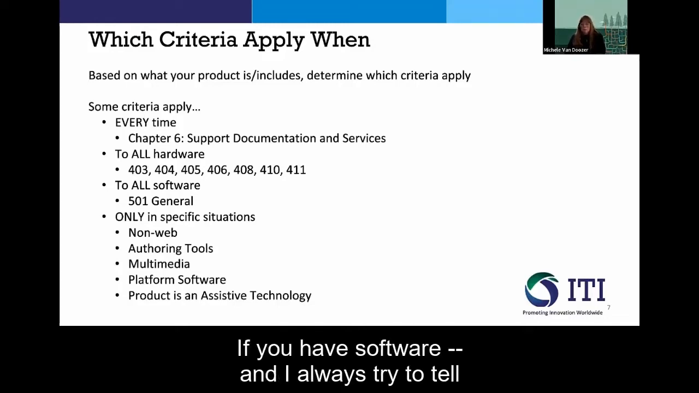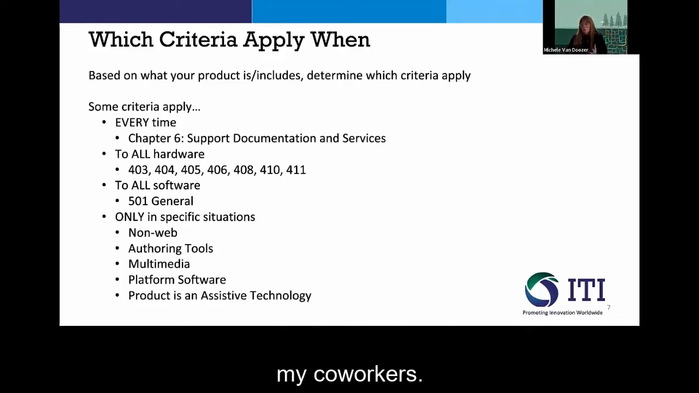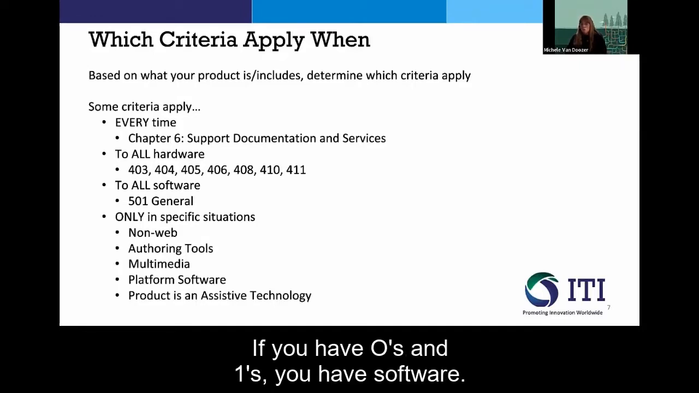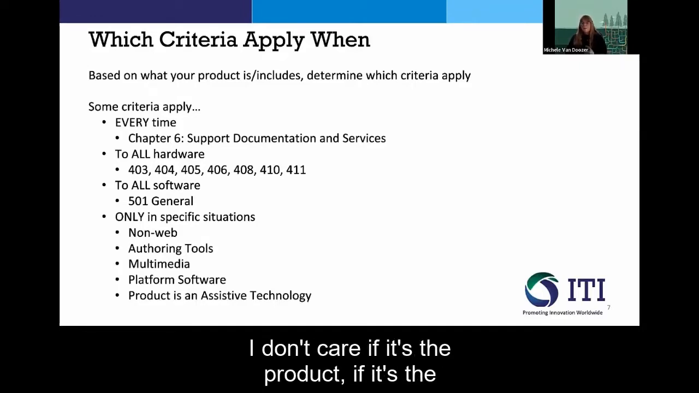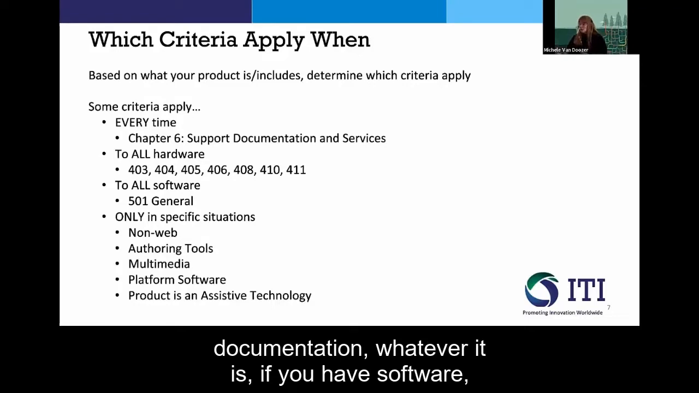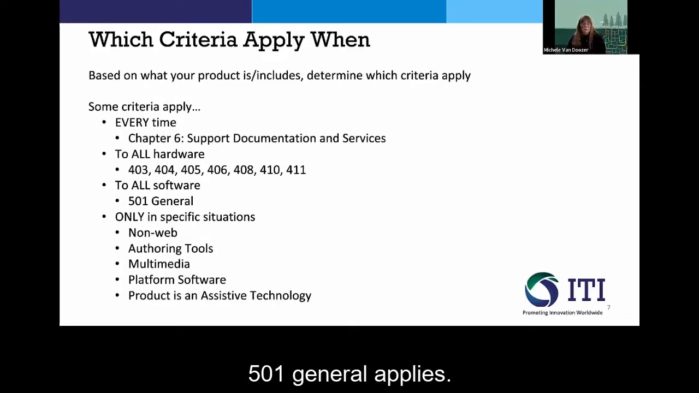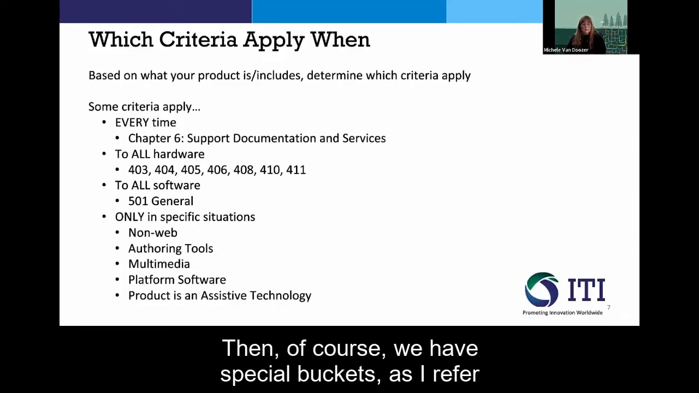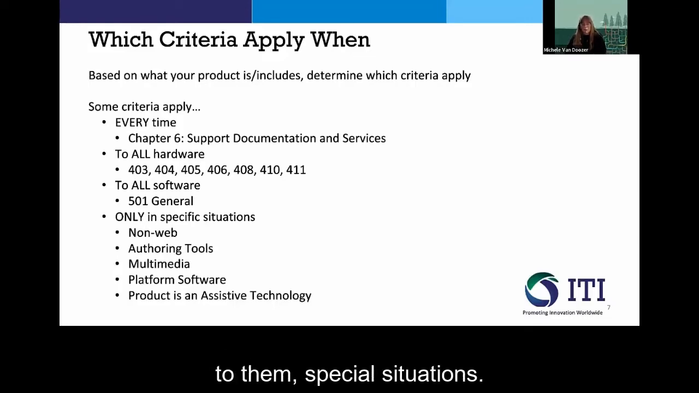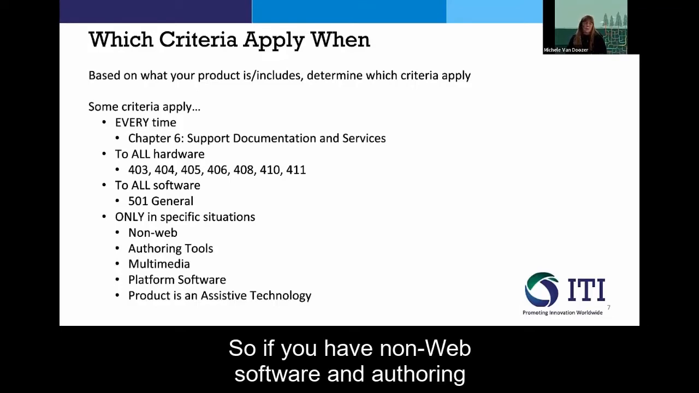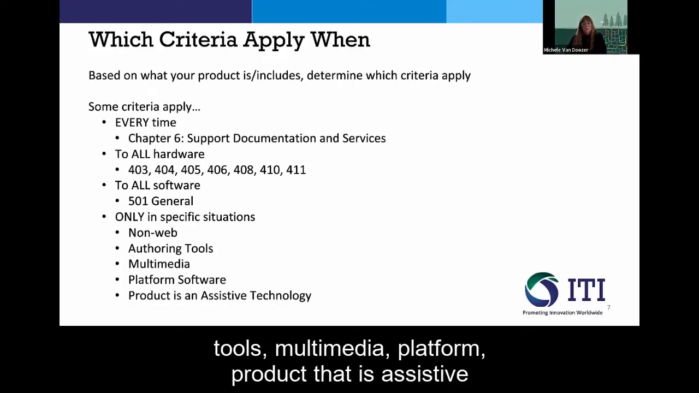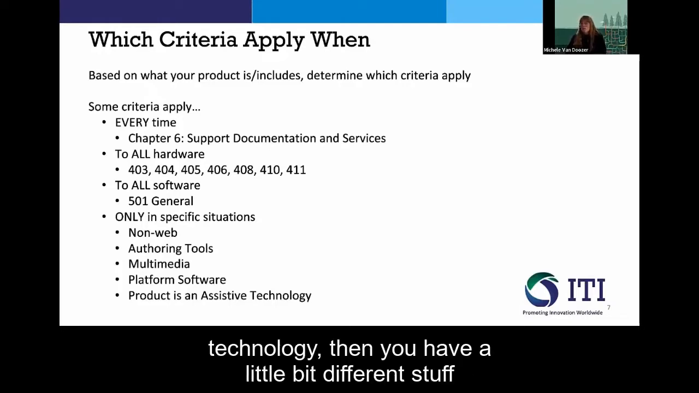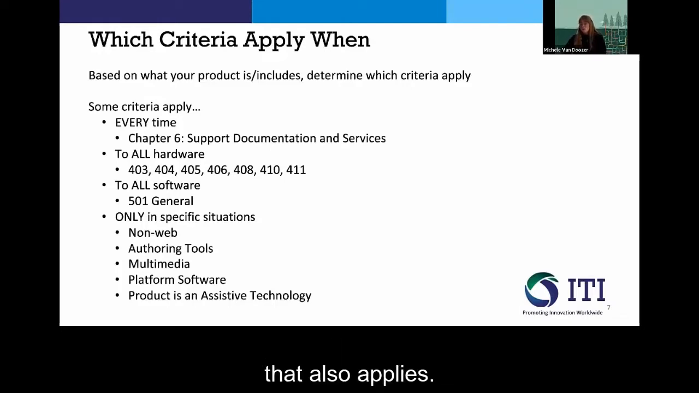If you have software, and I always try to tell my coworkers, if you have zeros and ones, you have software. I don't care if it's the product, if it's the documentation, whatever it is. If you have software, 501 general applies. Then, of course, we have special buckets, as I refer to them, special situations. So if you have non-web software, an authoring tool, multimedia, platform, product that is assistive technology, then you have a little bit different stuff that also applies.